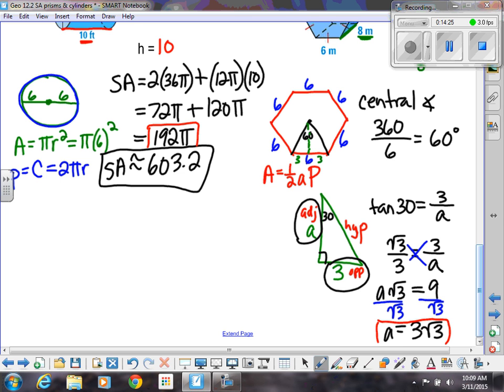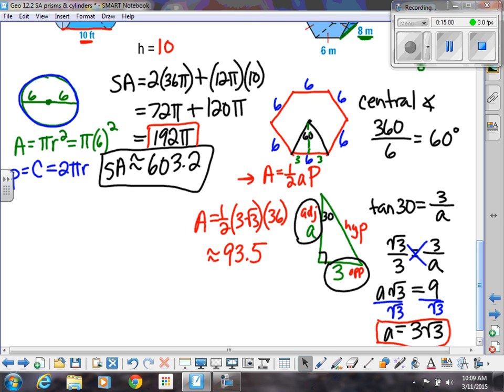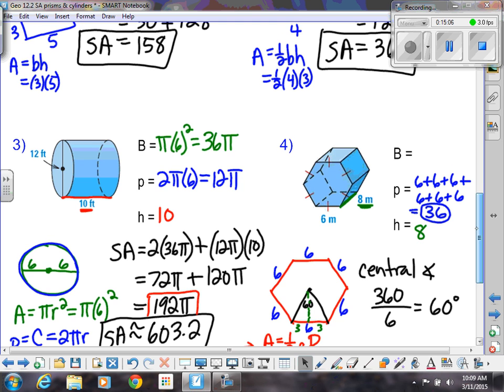Now, do we know the perimeter of our hexagon? Yeah, we do. Didn't we already do that when we were counting up all the sides? So we know that the perimeter is 36 already. So I'm going to go back to my area formula, and I'm going to plug in what I know. So I have 1/2 times 3 root 3 times my perimeter we said was 36. So if I do all of that, ooh, my calculator is not letting me have an exact value. It's saying that it's 93.5. Okay, so my area of my base, that is my capital B. So I'm going to transfer that 93.5 all the way up here to my capital B.